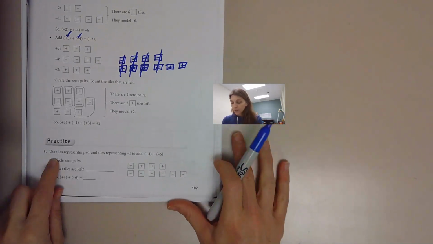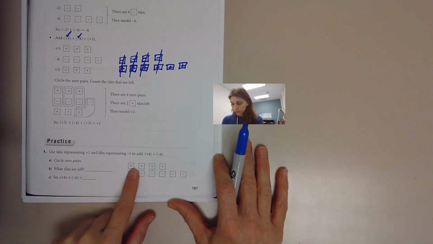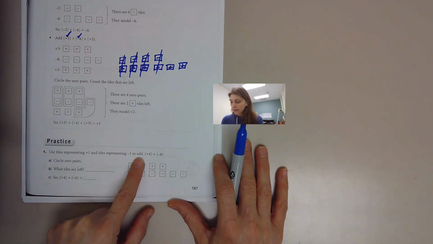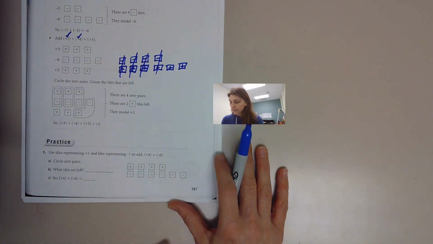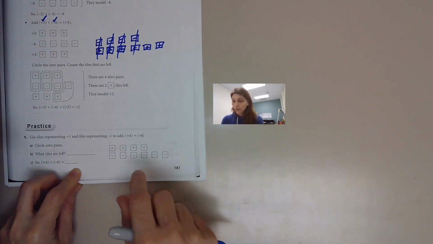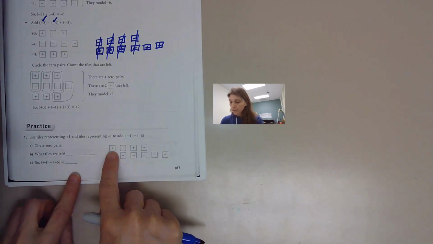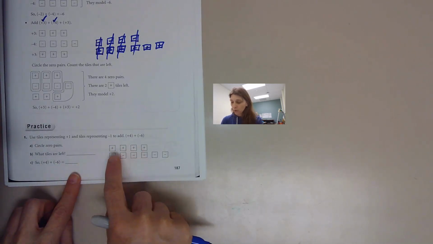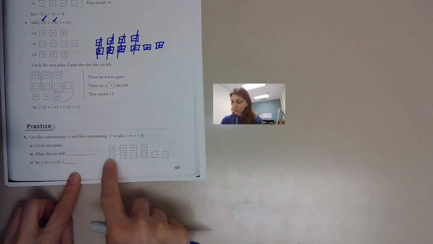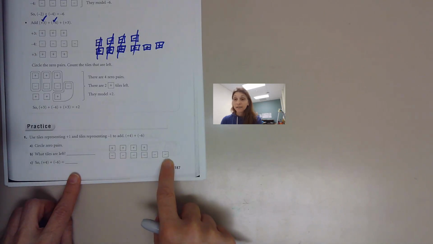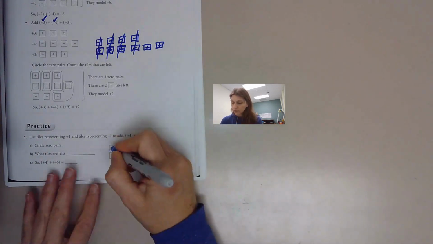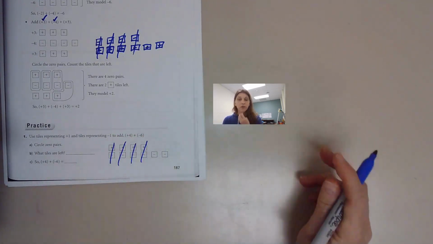All right, practice. Using tiles representing +1, which is what each tile represents, and tiles representing -1 to add +4 plus -6. So if we look at this example, they give us +4. They put the positives in the top row, 1, 2, 3, 4, and -6. They put their -6 here on the bottom, 1, 2, 3, 4, 5, 6. 6 negatives. Okay, circle the 0 pairs if you want to circle them, or if you just want to cross them out like I do. Do whatever works for you.